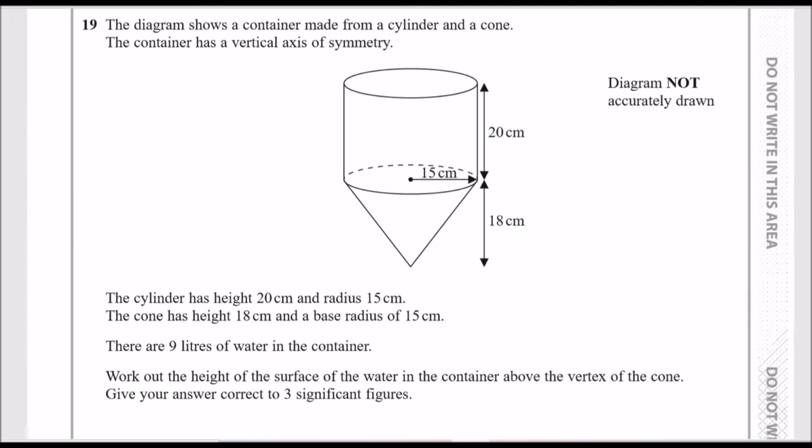Alright, number 19. So the diagram shows a container made from a cylinder and a cone. So here's our cylinder and here's our cone. The container has a vertical axis of symmetry. So I think when they say that, all they want to say is that if you put a needle or a line in, it's symmetrical around that. I don't know. That's what I personally understood from it.